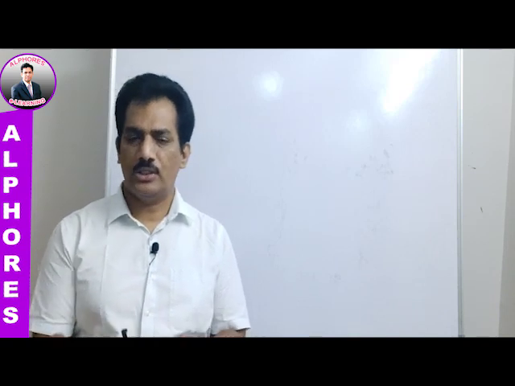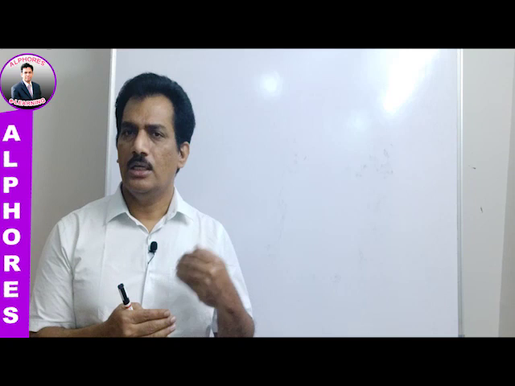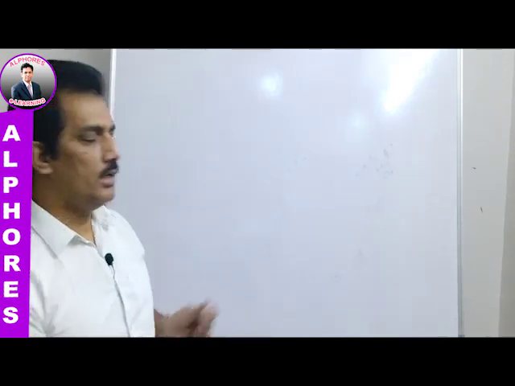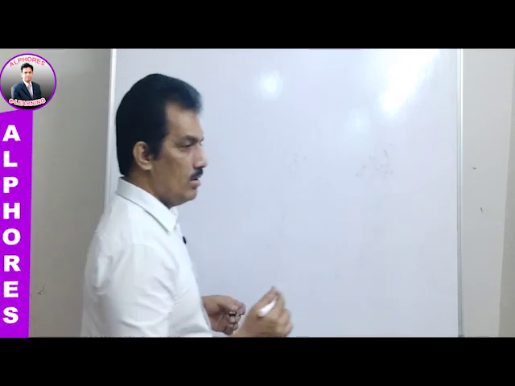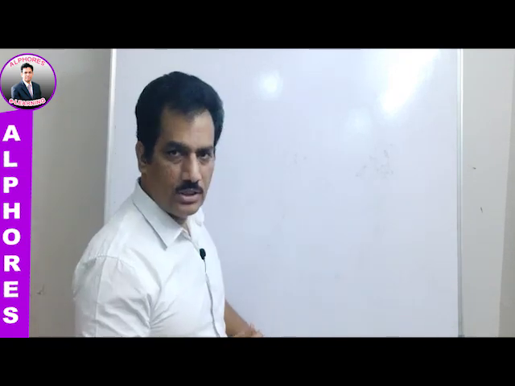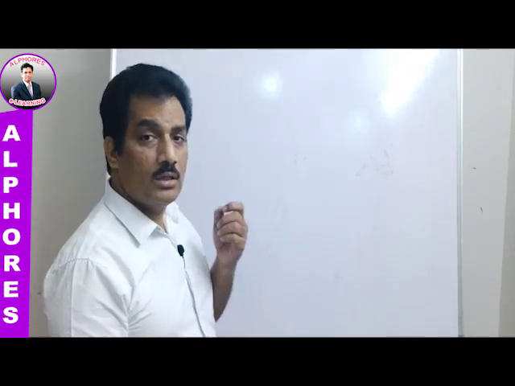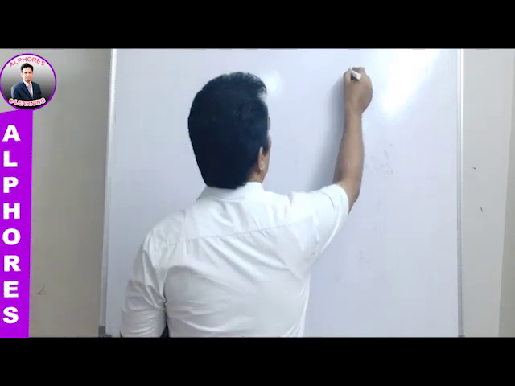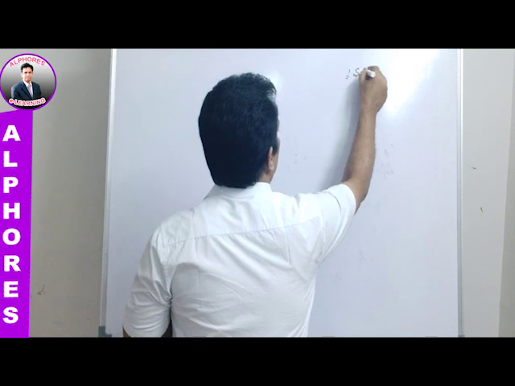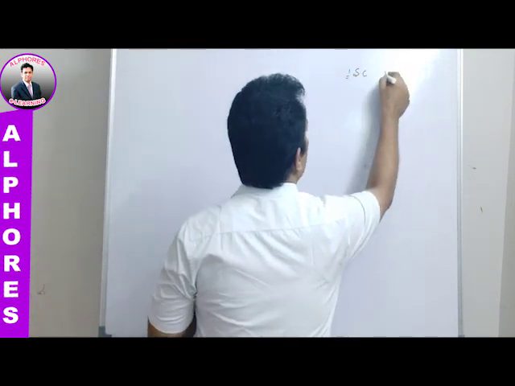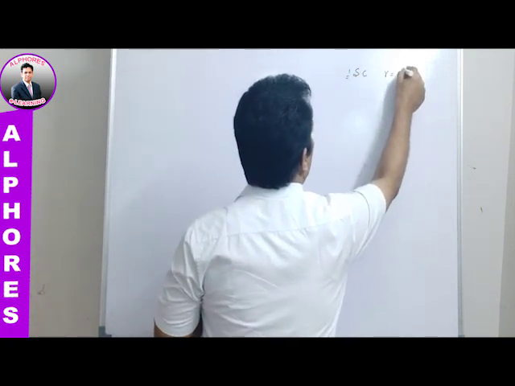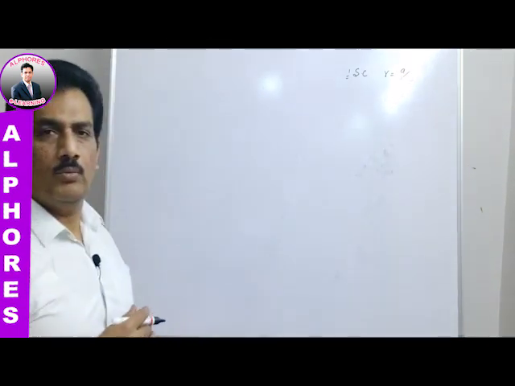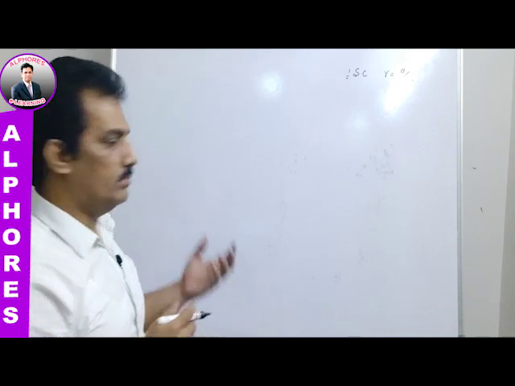For that purpose, let us recall the previous session's derivation, the formulae relating radius and edge length for the different cubic unit cells. The first one is the simple cube. In the case of a simple cube, the radius of the atom is related to the edge length as R is equal to a by 2. We already know this from the previous session.